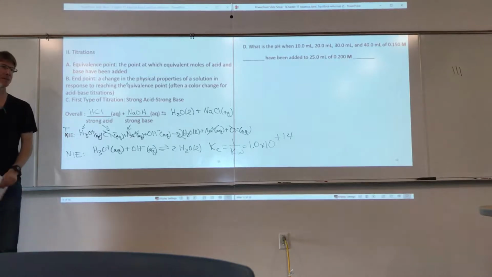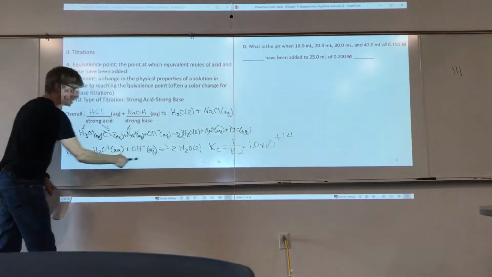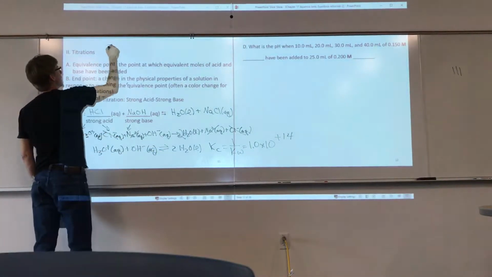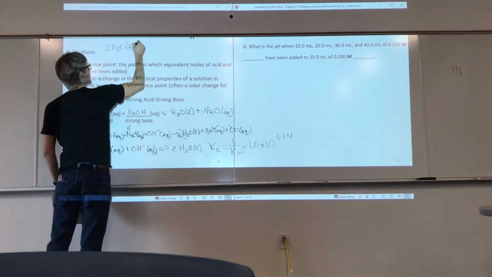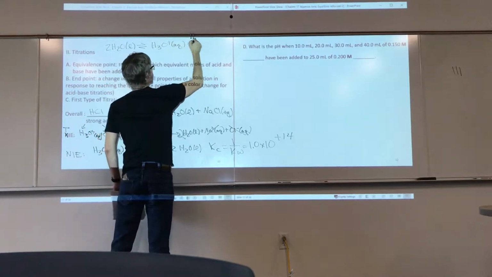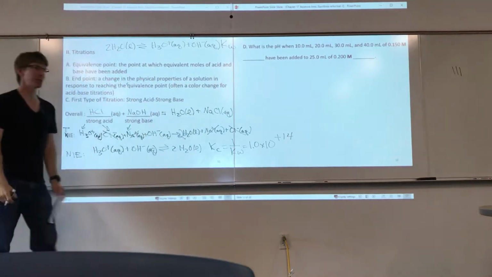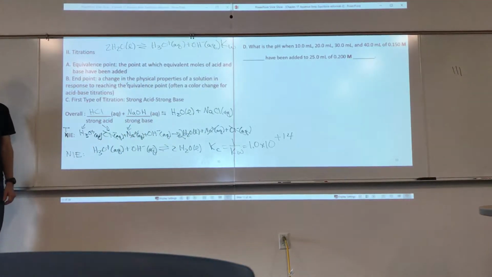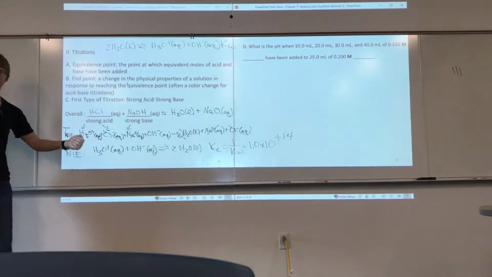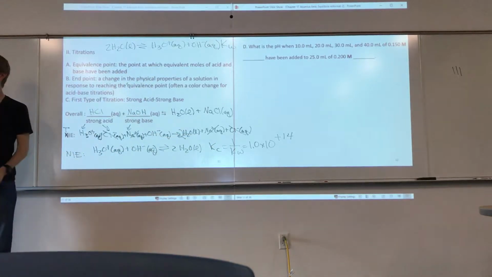Anna? Can you reiterate why it's 1 over Kw? Sure. So I would suggest that we've seen something similar to this before. That is the Kw reaction. Oh, okay, so the H2O is on the other side. We flipped our reactants and products, or reversed them. We reciprocate our Kw. Yeah. Any other questions?